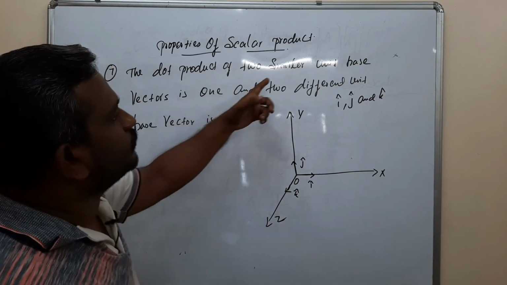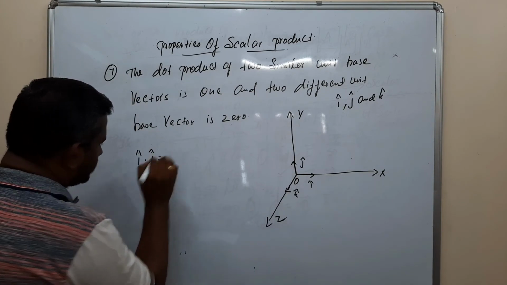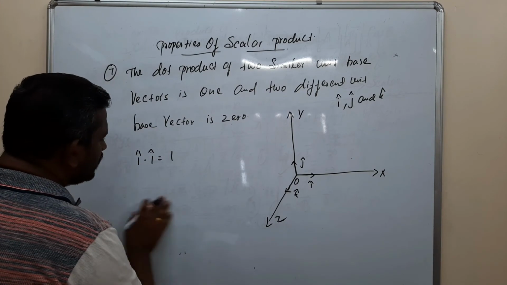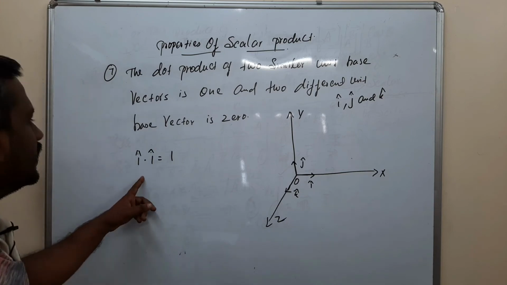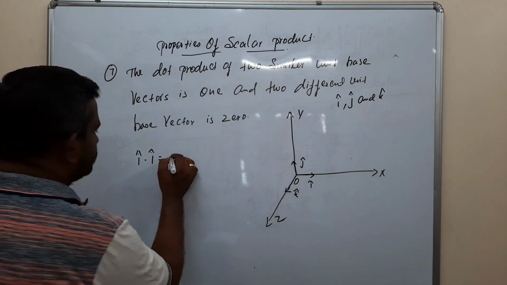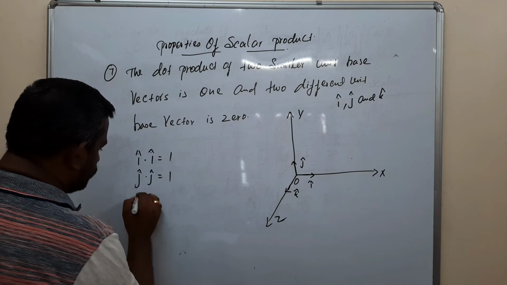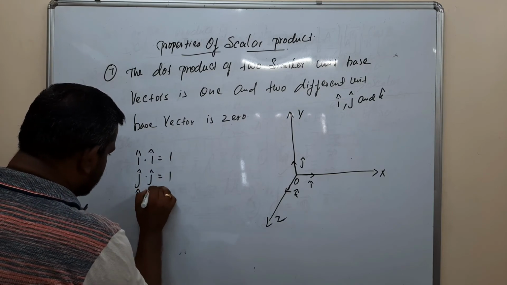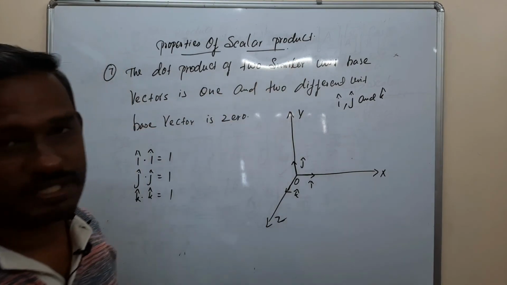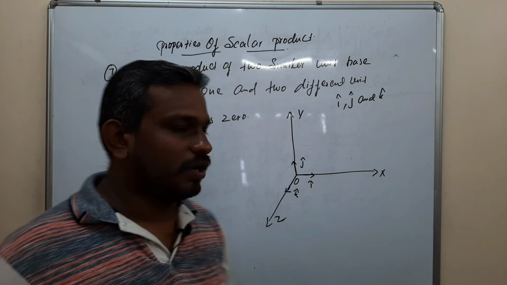So the dot product of two similar unit vectors, that is i cap dot i cap, is equal to 1. How is it 1? Two similar unit base vectors: i cap dot i cap is equal to 1, j cap dot j cap is equal to 1, k cap dot k cap is equal to 1. That is given. The dot product of two similar unit vectors is always 1.